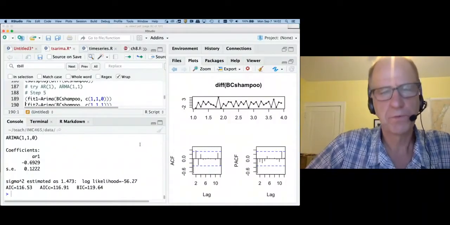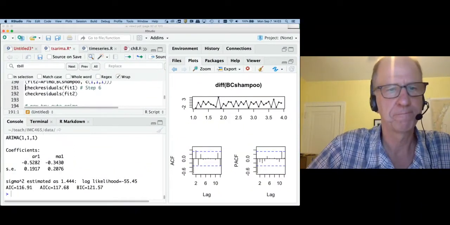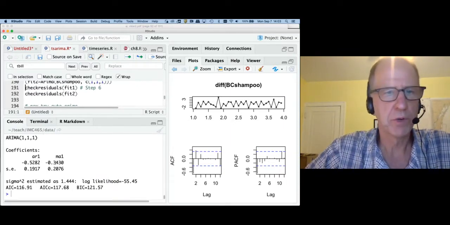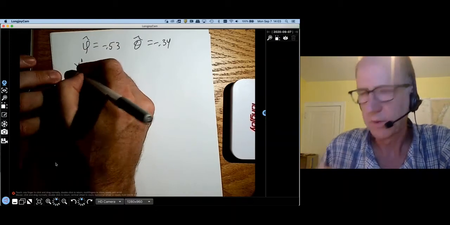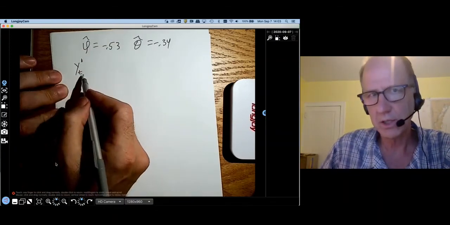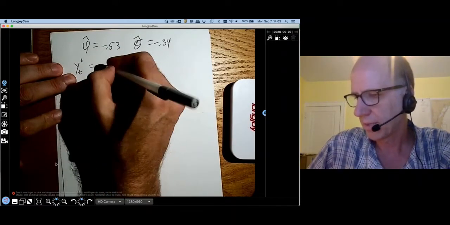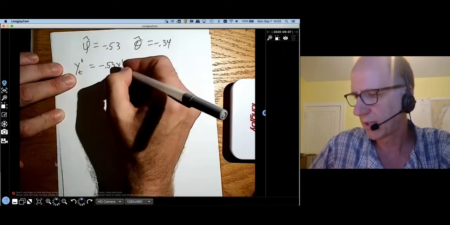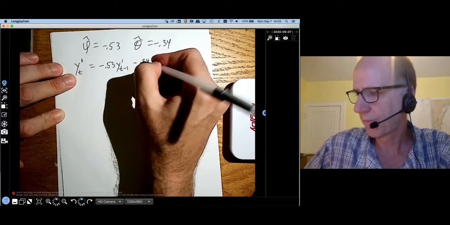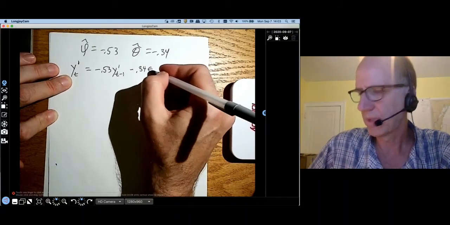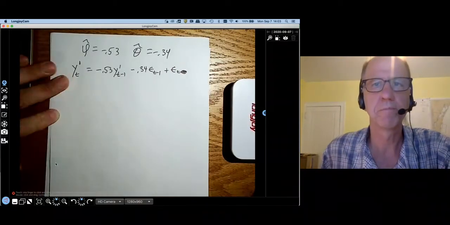Well, let's go fit the ARIMA 1-1 model with differencing. So notice we don't have a drift constant. The estimated equation is going to be y prime sub t. So the change in sales at time t is equal to minus 0.53 times the change in sales at time t minus 1 minus 0.34 times epsilon t minus 1 plus epsilon t.